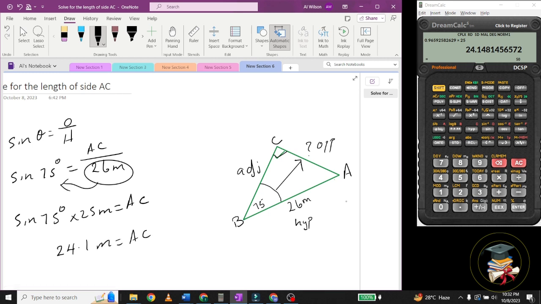So that being said, we just went through 6 questions as they relate to using the sine ratio. Look forward to videos on the tan and cosine ratios as well. Remember, these are revision videos before we actually get into solving for angles of elevation and depression.